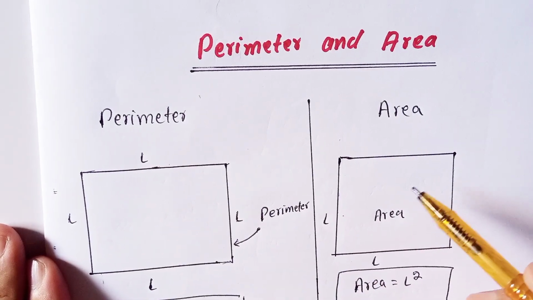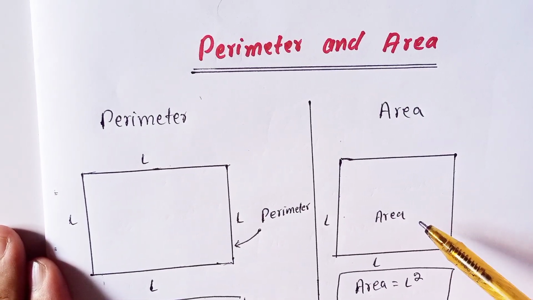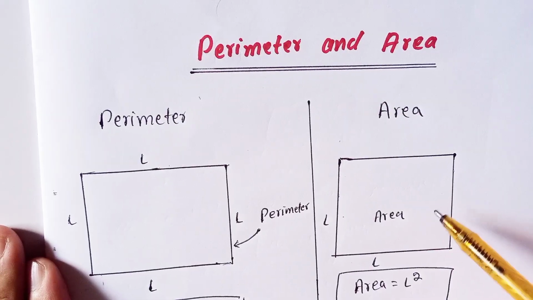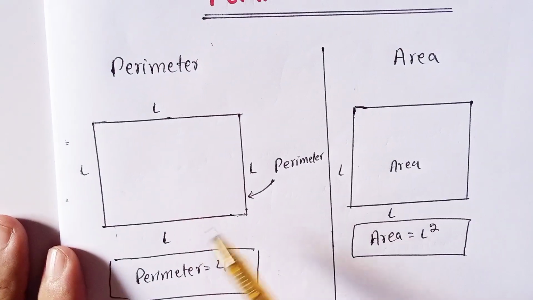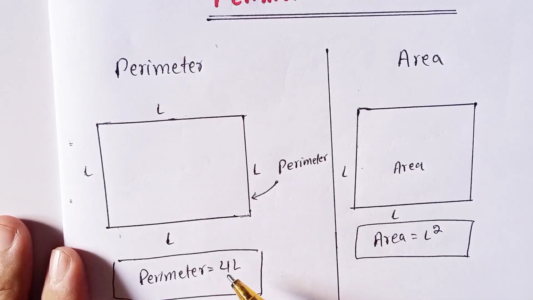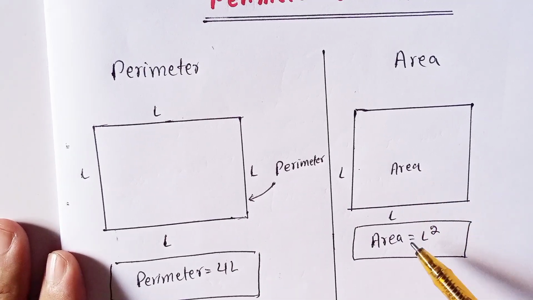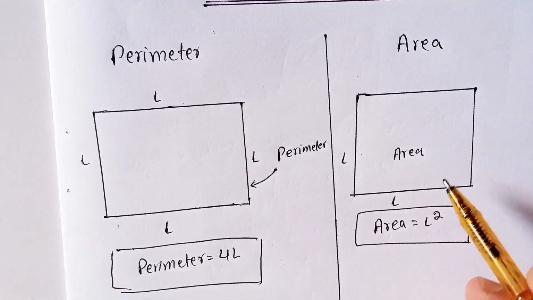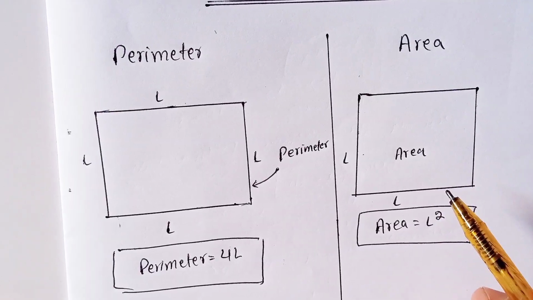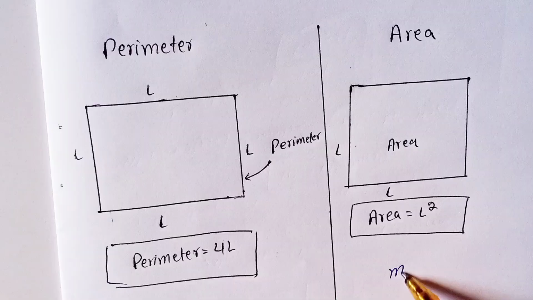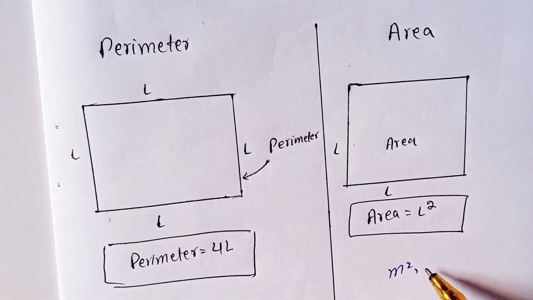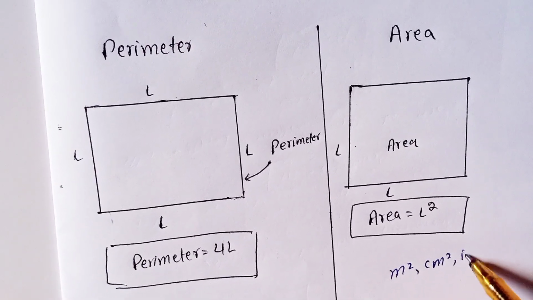On the other hand, the space covered by any two-dimensional geometric shape is called the area of the shape. Different shapes have different areas. For example, the perimeter of square is equal to 4L and the area of square is equal to L square. Area is actually the region occupied by a shape. Area is measured in square units, just like meter square, centimeter square, inch square, etc.